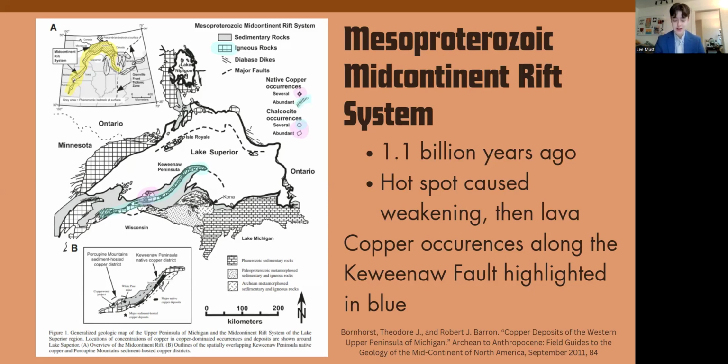In fact, this rift was caused by heat and lava weakening the area, as I said, and the entire area is rich in ore deposits and native copper as a result of those hydrothermal fluids. In the image here, you can see the copper occurrences along the Keweenaw Fault. The Keweenaw Fault is the portion of the Mid-Continental Rift that is rich in minerals and runs up the Keweenaw Peninsula in Michigan. You can see highlighted in blue the Keweenaw Fault, and highlighted in blue on the table on the side is abundant native copper occurrences.